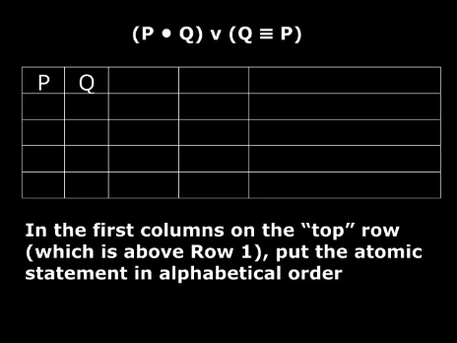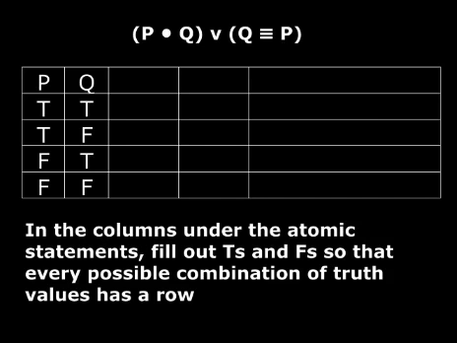Okay, so first we put the atomic statements in alphabetical order. Next, we're going to fill out the truth columns for the atomic statements. The truth column just means the column of T's and F's underneath the statement. That is the statement's truth column. So the truth column for P is true, true, false, false. For Q, it's true, false, true, false.